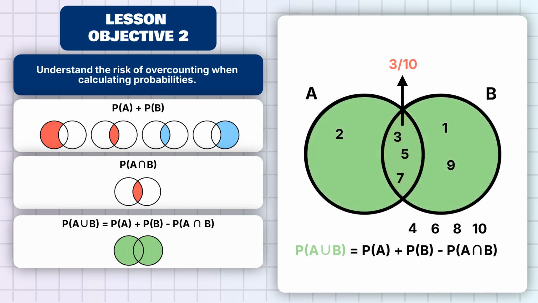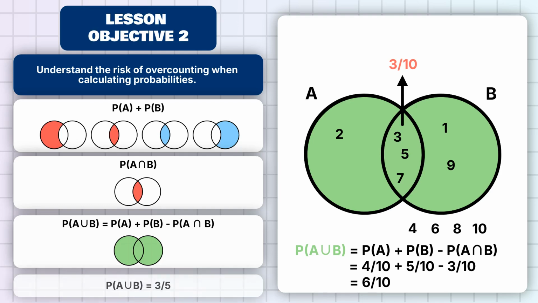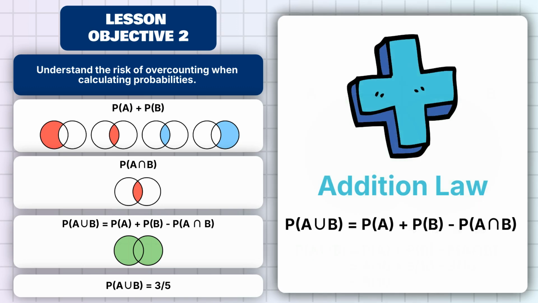If we now apply this, we find that the probability of A or B is equal to 4/10, which is the probability of event A, plus 5/10, which is the probability of event B, minus 3/10, which is our intersection. This gives us a probability of 6/10. We can simplify this to 3 over 5. Therefore, the probability of rolling a prime or odd number is 3 out of 5. This formula that we have introduced is known as the addition law and is fundamental to the theory of probability.